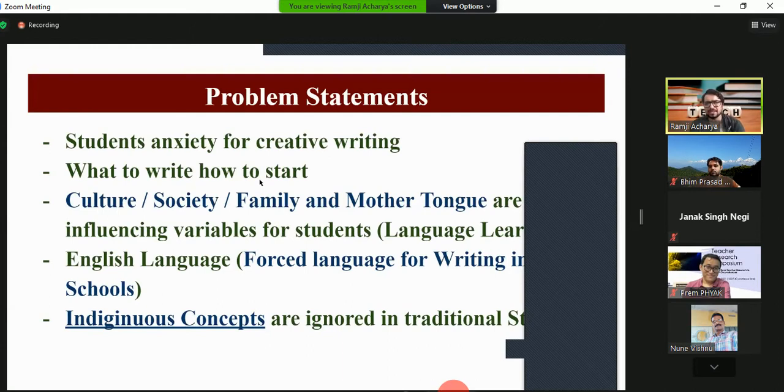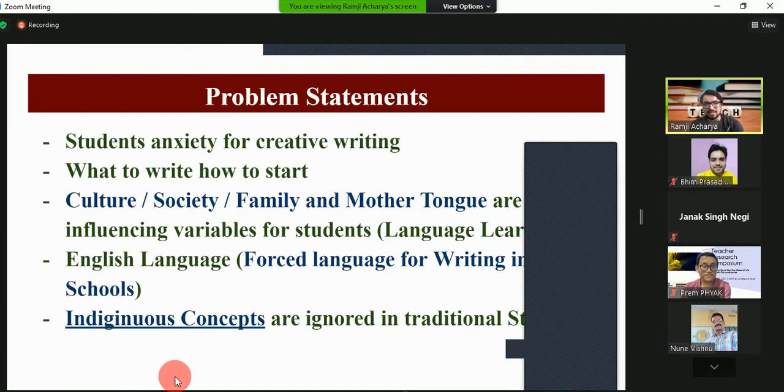The major problem I also faced was that when I was learning in higher study like +2 and bachelor, I always struggled to start writing, and it was somehow autoethnographic sharing as well. And another problem is culture, society, family, mother tongues.